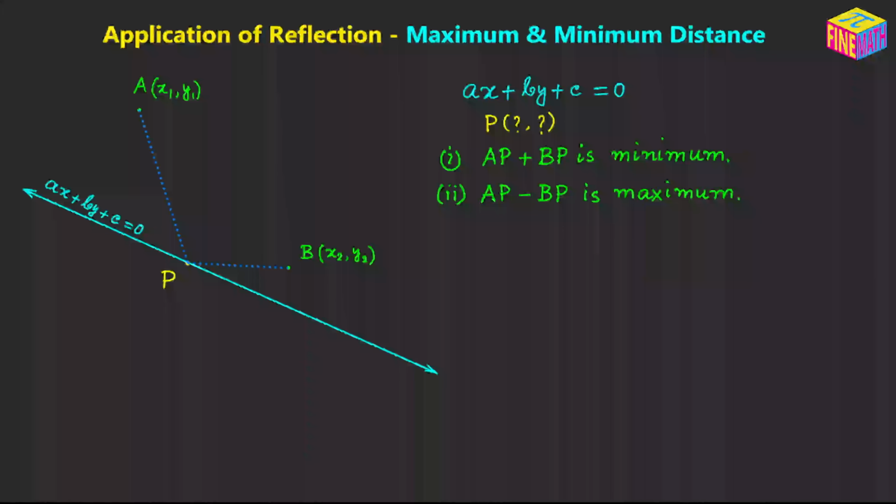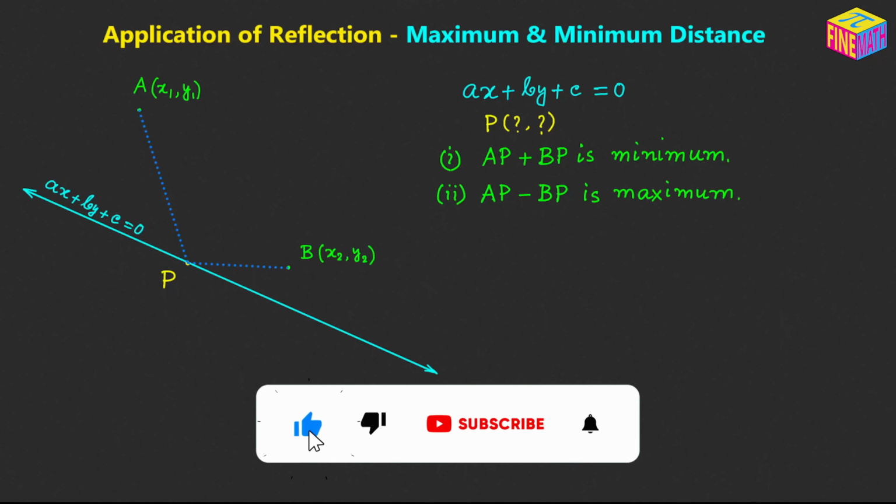Hi everyone, in this video we are going to discuss a very interesting application of the reflection of a point on a straight line. Let's suppose you have a situation like this. We have been given the equation of a straight line, ax plus by plus c equals 0. Also we have been provided with the coordinates of two different points on the same side of the straight line.